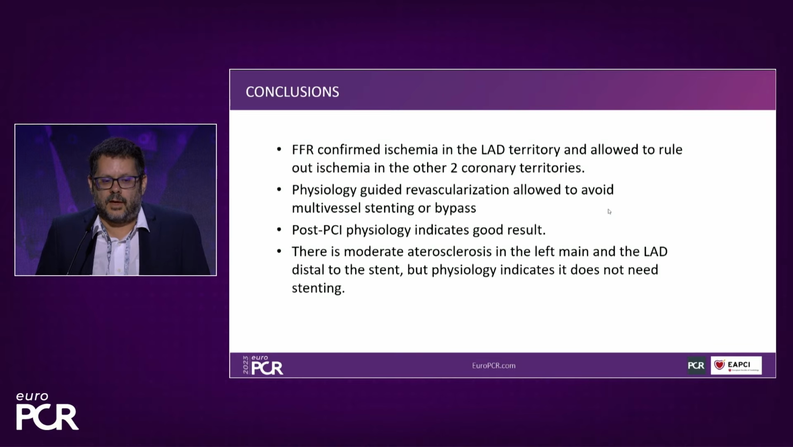So I conclude that the FFR allowed us to confirm ischemia in the LAD territory, which was evident, but still, and to rule out ischemia in the other two territories. This allowed us to downgrade the anatomy of the patient from 3 vessel to 1 vessel, and to avoid bypass and just treat with a single stent in the LAD. Also, the post-PCI results are good, which indicates good prognosis, and indicates also that the residual atherosclerosis in the LAD does not need treatment. And that's all. Thank you.